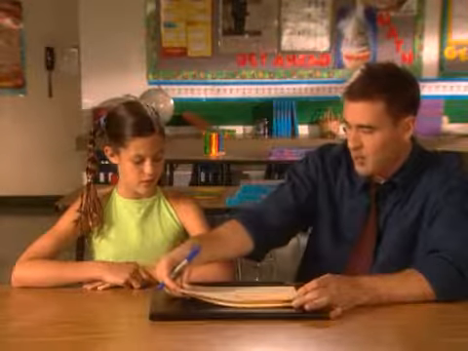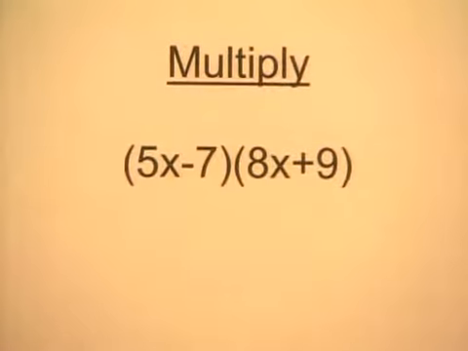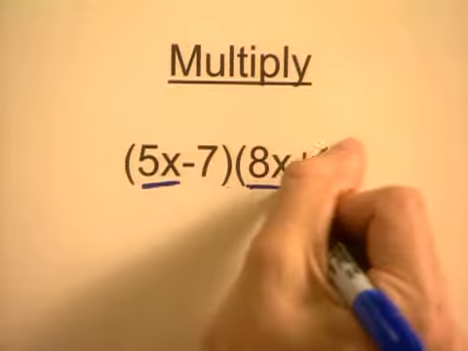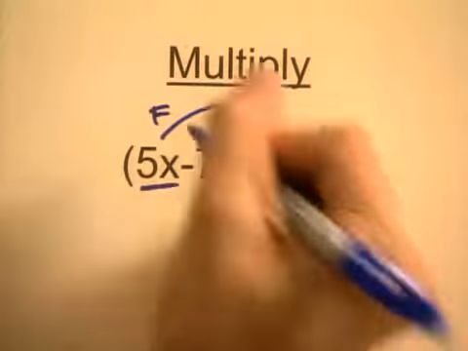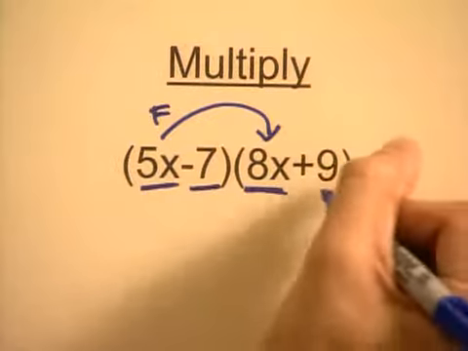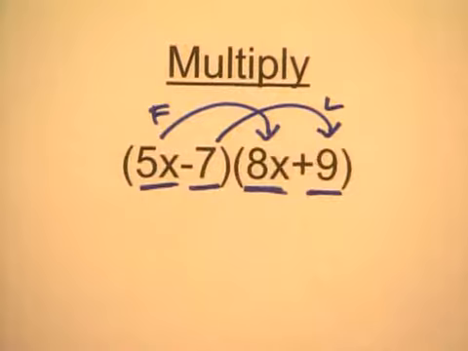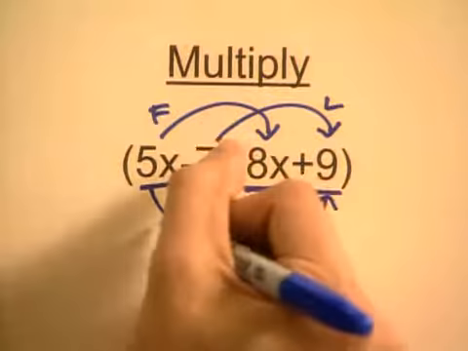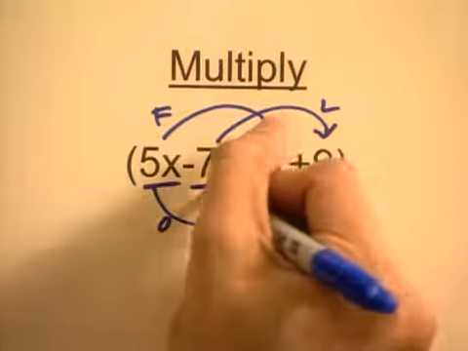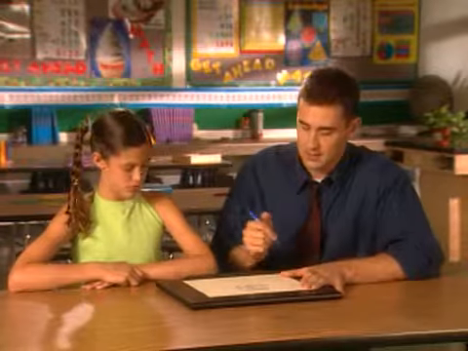Let's look at one other problem, do the FOIL method to solve it. This is a binomial times another binomial. Okay? We have our first terms, our 5x and 8x. That's our F. We have our last terms, negative 7 and 9. Those are our lasts. We have our outside terms, 5x and 9, those are our O, and negative 7 and 8x make our I.